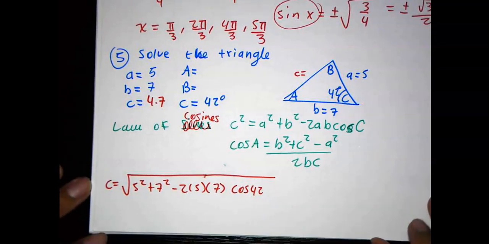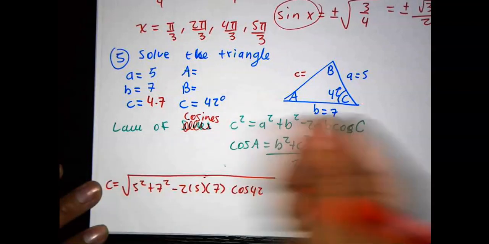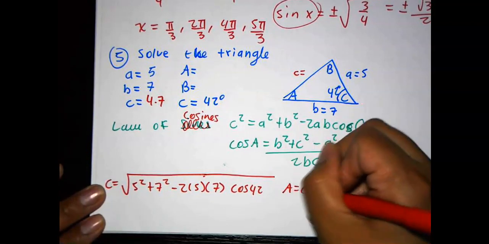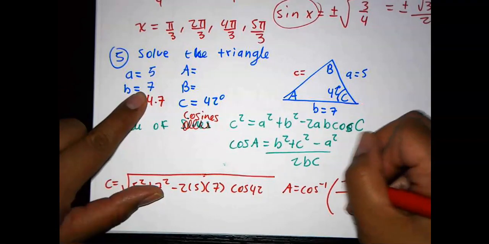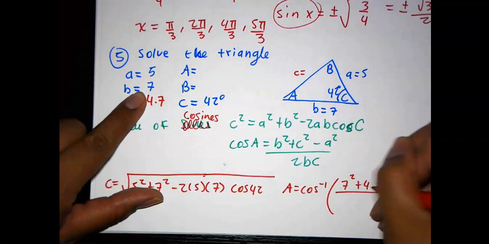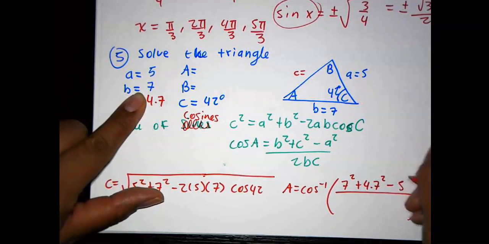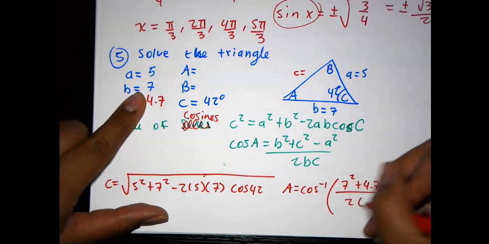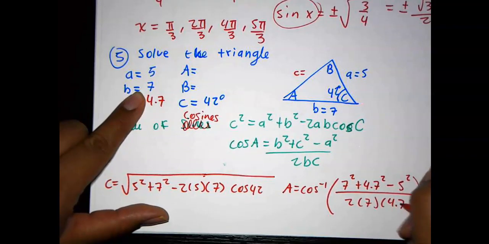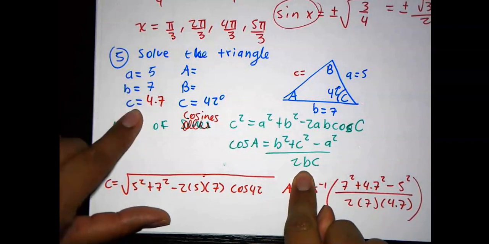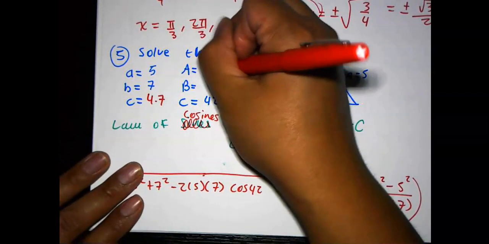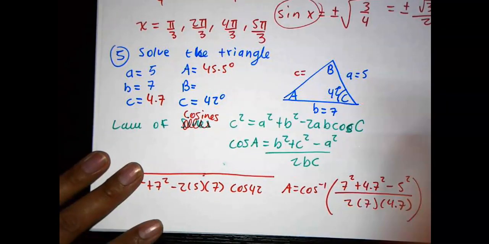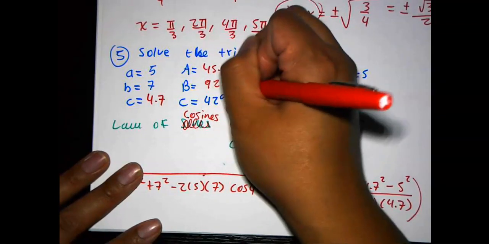Then I also love cosines. To solve for A, I'm going to do cosine inverse of B, which is 7 squared, plus 4.7 squared minus 5 squared, over 2BC. I'm using this formula with the numbers I have over here. I put this in the calculator and I get 45.5 degrees. I add those two, subtract from 180, and I get 92.5 degrees.